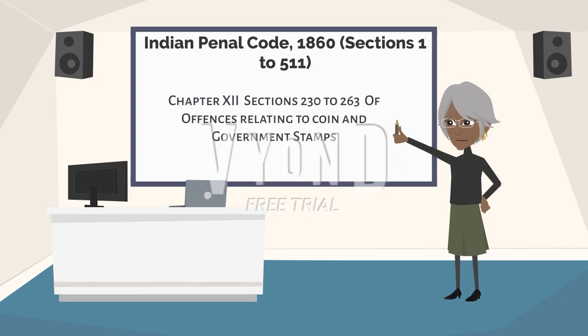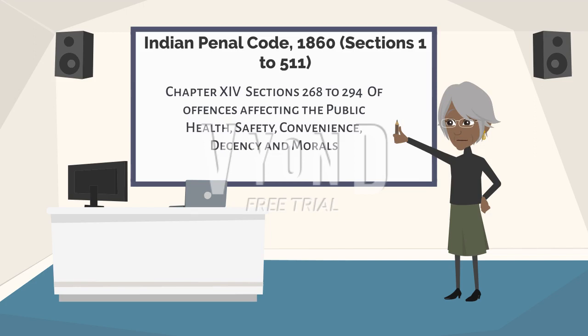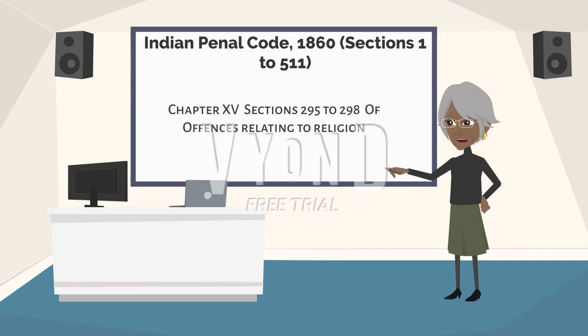Chapter 12, Sections 230 to 263: Of Offences relating to coin and government stamps. Chapter 13, Sections 264 to 267: Of Offences relating to weights and measures. Chapter 14, Sections 268 to 294: Of Offences affecting the public health, safety, convenience, decency, and morals. Chapter 15, Sections 295 to 298: Of Offences relating to religion.